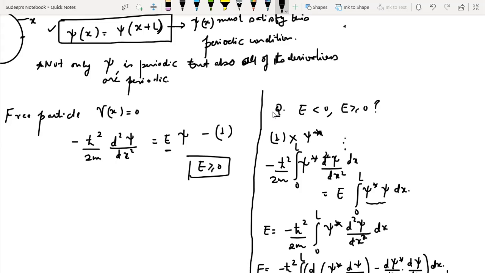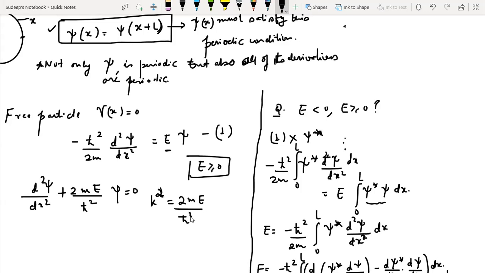So this is clear. Now let us, having done this, do a standard thing: d square psi upon dx square plus 2mE upon h bar square psi is equal to 0. And we write this as k square. So your k square is equal to what? K square is simply 2mE upon h bar square. And you know that E is greater than or equal to 0, so you can take the consideration that k square is equal to 2mE upon h bar square.